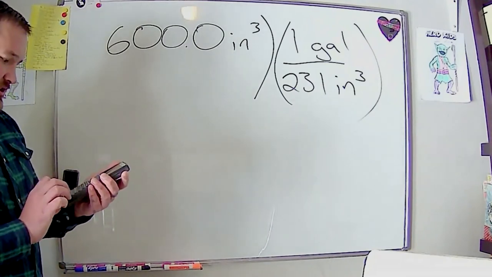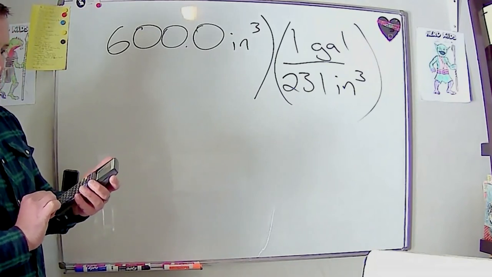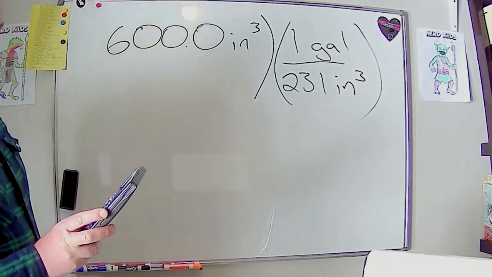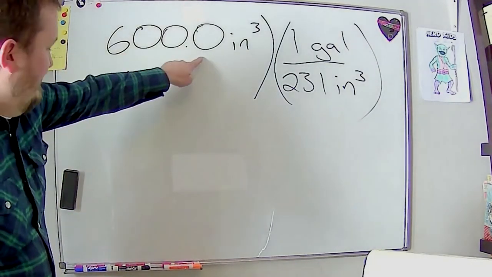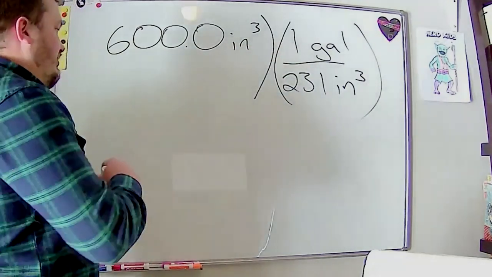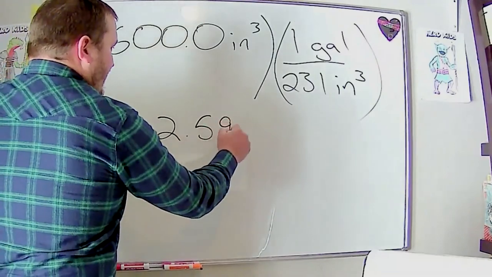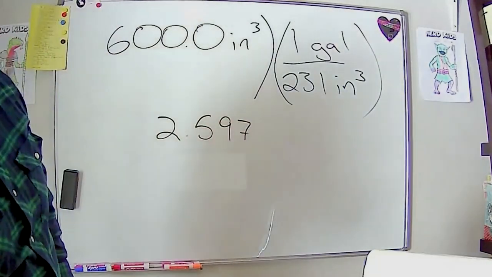Let's see, 600 over 231, 2.6, 2.597. Four sig figs here. This is exact. So our answer should have four sig figs. 2.597. Is that what I said? Yeah.